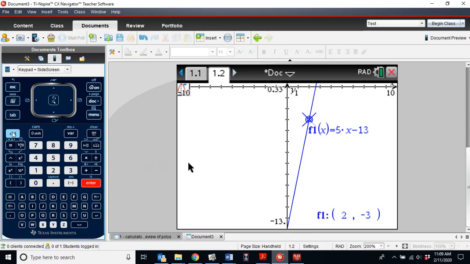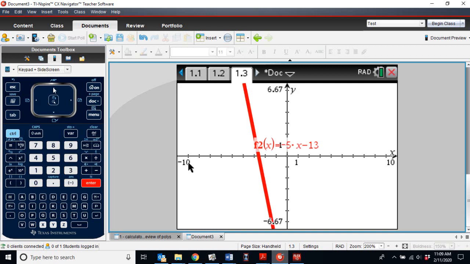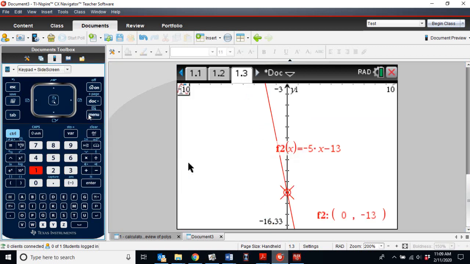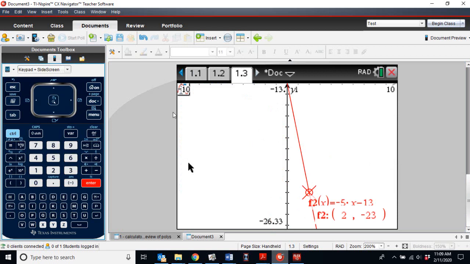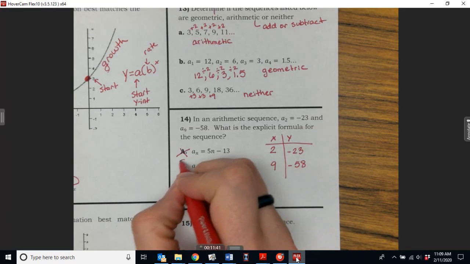Let's go type in B. So add a new graph page. B is negative 5x minus 13. Again, menu 5, 1. And I'm typing in 2. 2 gives me negative 23, which is what I want. If I type in 9, I get negative 58. So here my answer was B.